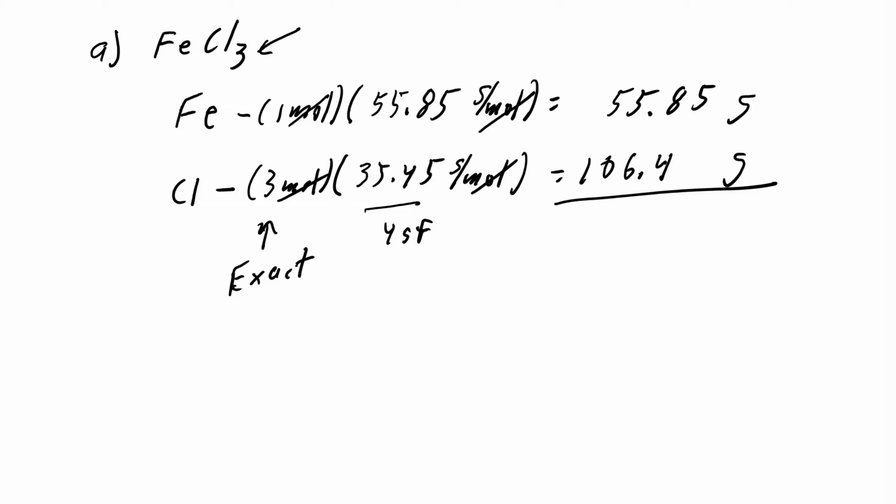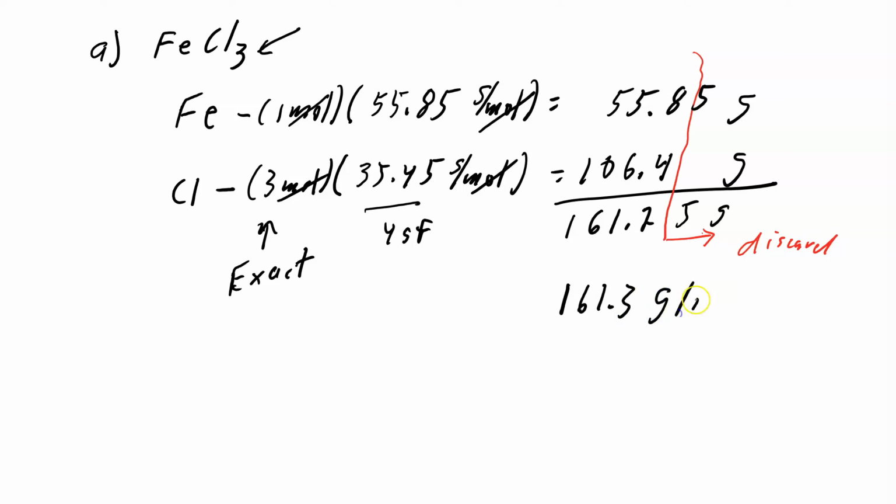So now we have a different precision in the 2 elements. So we're going to again draw our vertical line and we're going to discard everything to the right of that, rounding up if necessary, and we will because a 5 is going to round up. So let's add what we have here, and we have 161.25 grams, and rounding that up gives us a molar mass of 161.3. And now the units are grams per mole.